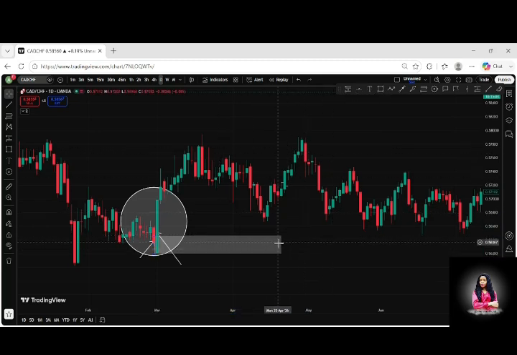I'll wait for market to come back and retest. What we call it is a retest. I'm simply waiting for market to come back and retest this bullish engulf and then take me and go.